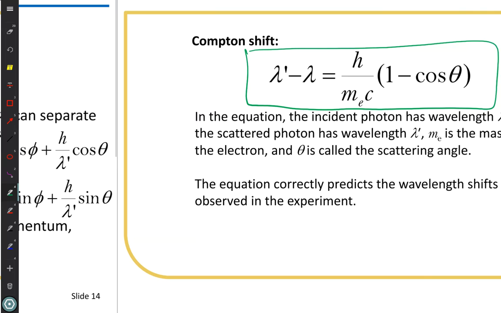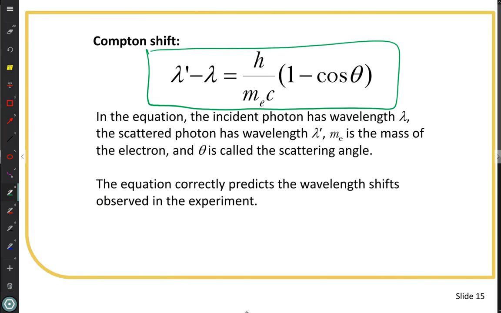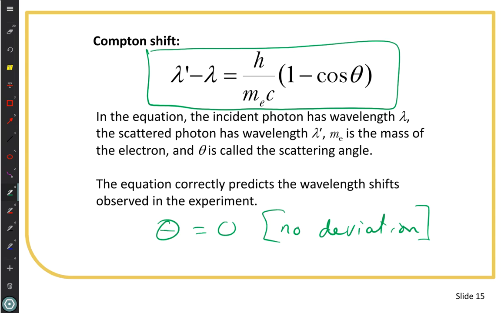So if we look at this Compton scattering equation, we have 1 minus cosine theta. If theta equals 0, that means no deviation. What's the shift in wavelength? It's 0 because cosine of 0 is 1. 1 minus 1 turns out to be 0. So you have no shift if it goes straight through. That matches with Compton's original observation. There was no shift when it was straight forward.